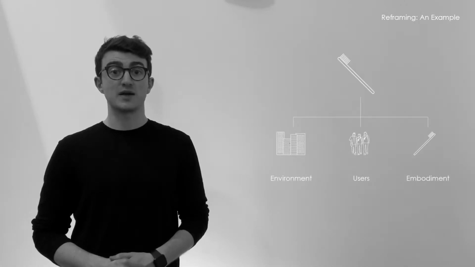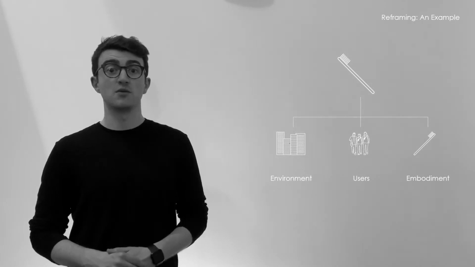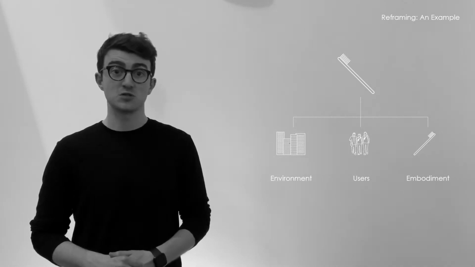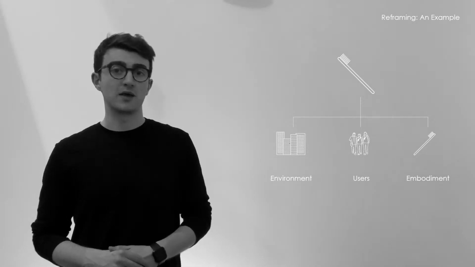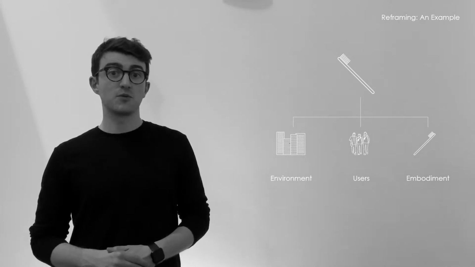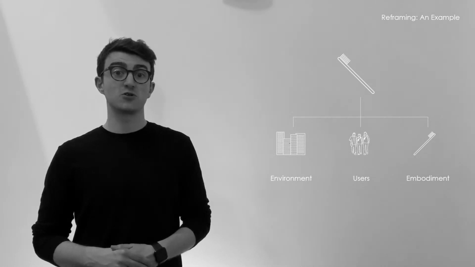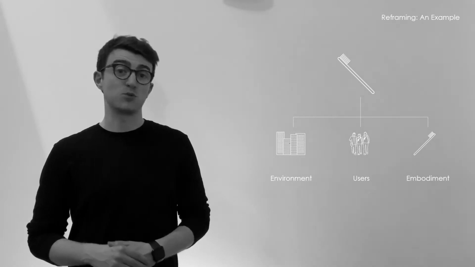Consider a toothbrush. We can think about a toothbrush from three perspectives: the environment, the user, or the embodiment. From the perspective of the environment, we might ask, what is a toothbrush specifically designed for the kitchen, or for a conference, or for an airplane? What does it look like? How is it used? What is it made out of? From the perspective of the user, normally we consider the toothbrush from the consumer point of view. But consider it from the dentist's point of view.